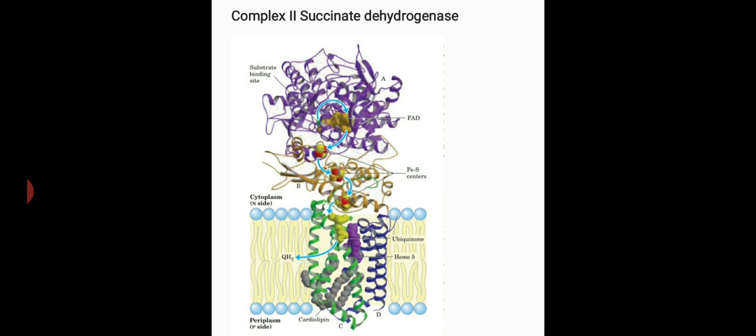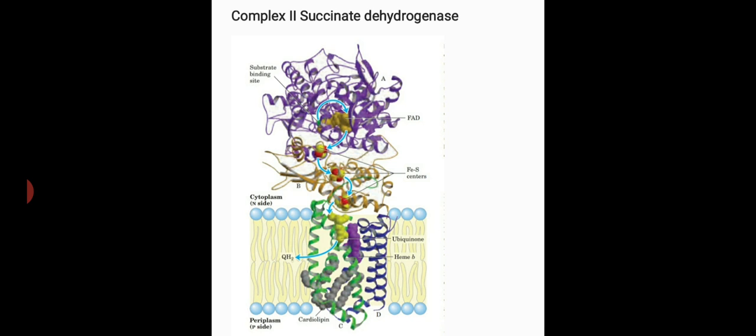Complex 2 consists of an inner mitochondrial membrane bound enzyme, succinate dehydrogenase. This enzyme is a part of the Krebs cycle, where it converts succinate to fumarate. In the process, 2 electrons are released.